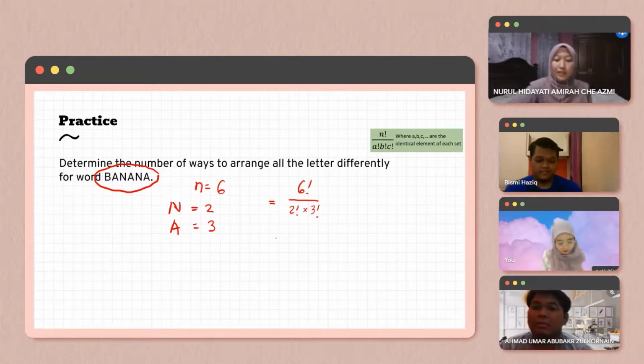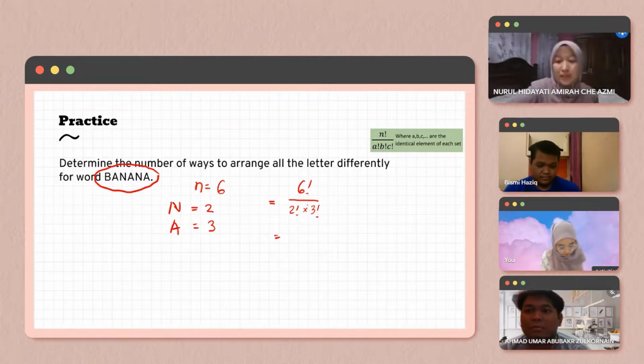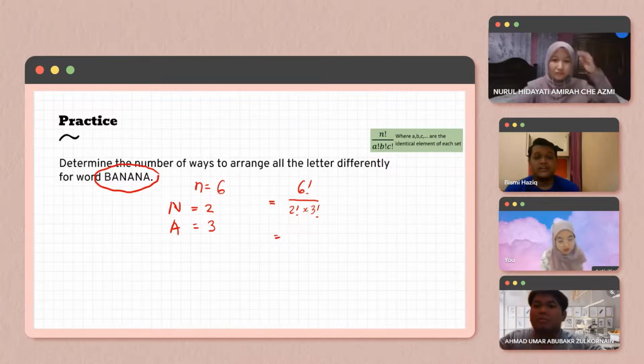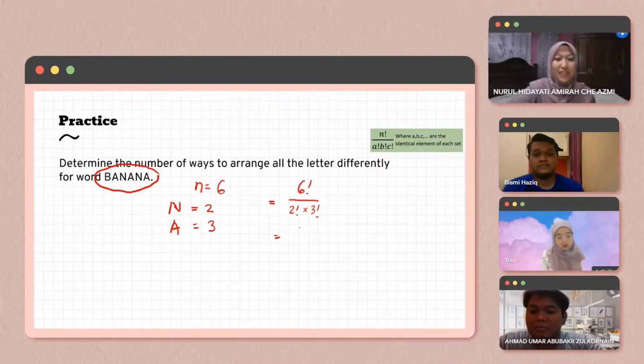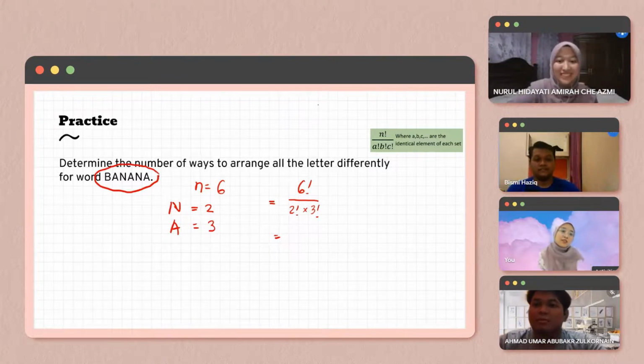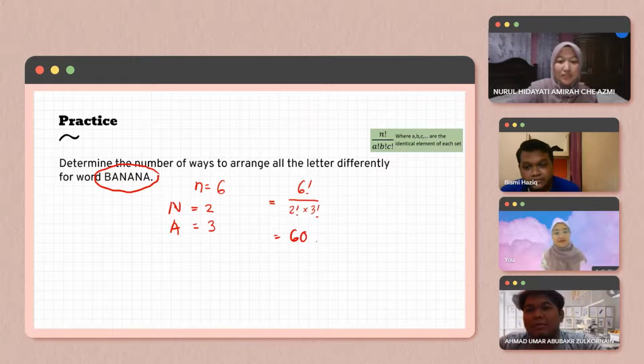In the calculator, don't forget to put the multiply symbol, because if you do not put the multiply symbol, it will give a syntax error. What is the answer? 60. Okay, 60 ways.